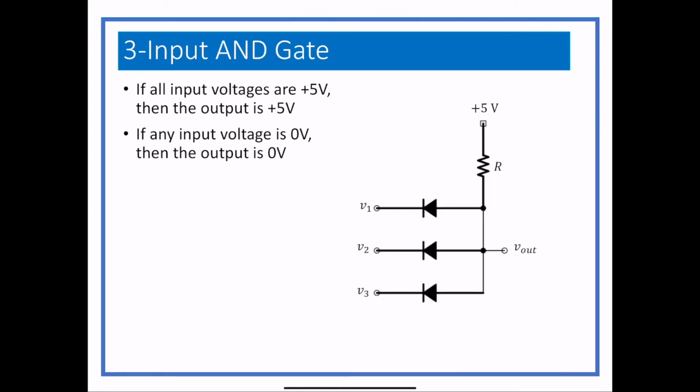You can also make an AND gate. And in this case, all of the input voltages have to be 5 to get a 5 out.